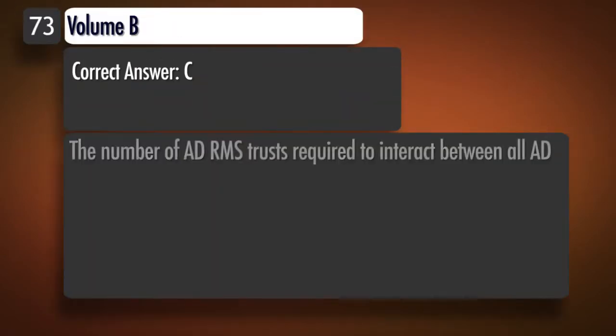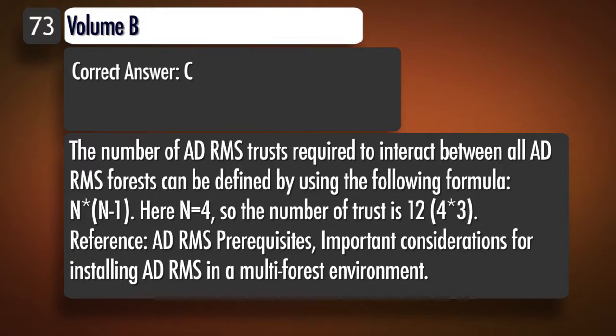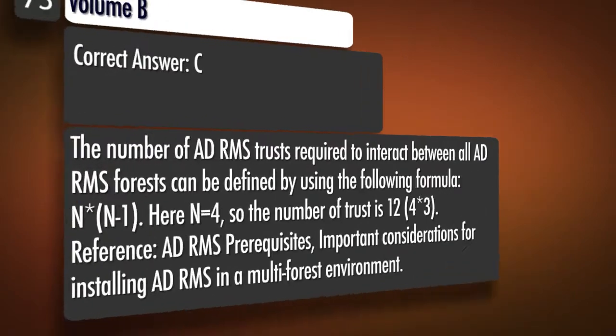Correct answer, C. Explanation. The number of ADRMS trusts required to interact between all ADRMS forests can be defined by using the following formula, n times n-1. Here n equals 4, so the number of trusts is 12, 4 times 3. Reference, ADRMS prerequisites, important considerations for installing ADRMS in a multi-forest environment.